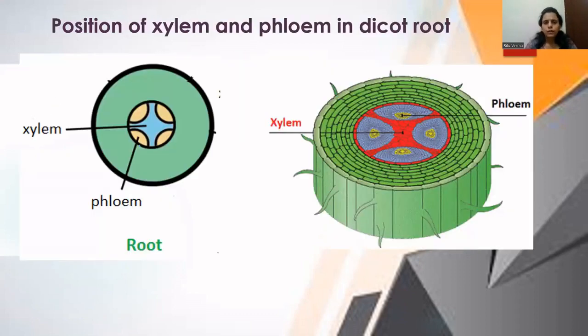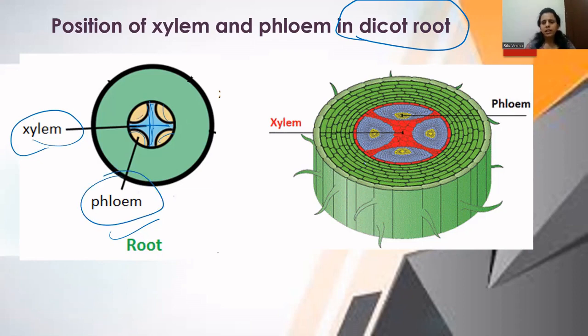Next is the position of xylem and phloem in the dicot root. First we will learn the position of xylem and phloem in the dicot root. If you look carefully at the first diagram, the center cells are present in the shape of a cross, or you can say in the shape of a plus. The blue cells are xylem, and these yellow cells or tissues are phloem.